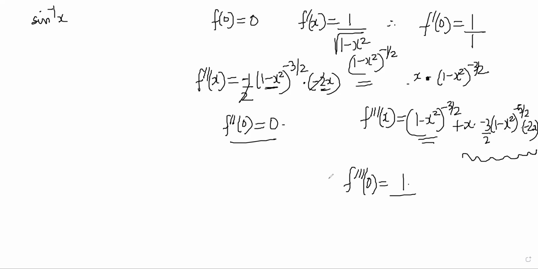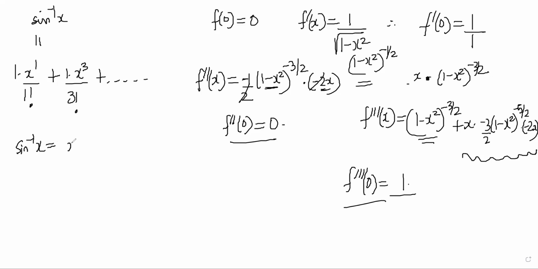So we have three derivatives. Now I can write the function as: f(0) is 0, f'(0) is 1, so 1 into x to the power 1 by 1 factorial, plus the x squared term is 0, and the third one is 1. So 1 into x cubed by 3 factorial, right? And so on. I don't care much more. I just note that I can write it as x plus x cubed by 3 factorial plus some stuff, right?